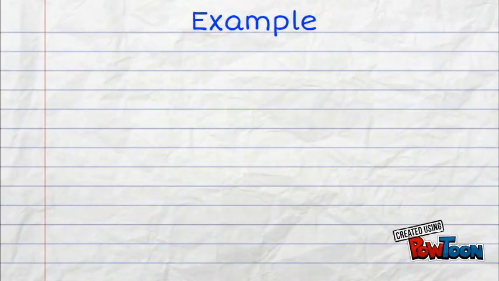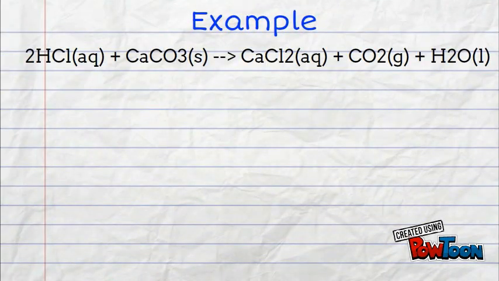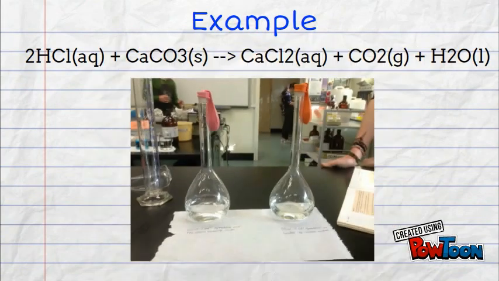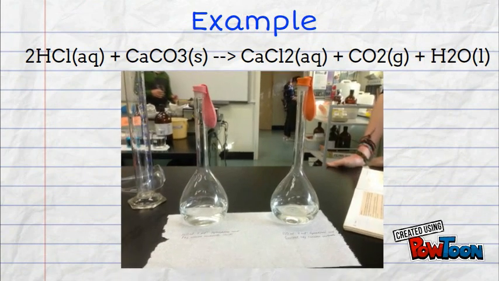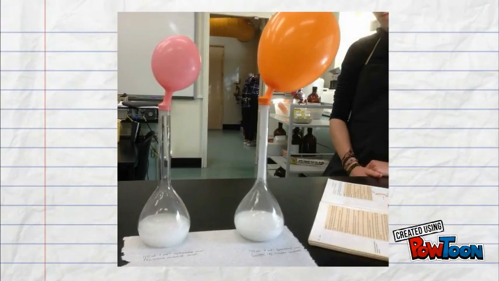A good example of this is between solid marble chips and dilute hydrochloric acid. In the orange balloon flask is crushed up marble chips with hydrochloric acid, and in the pink is the same but with non-crushed up marble chips. The solids were applied into the beaker at the same time using the balloons, and it was clearly visible that the orange one reacted more vigorously, completely reacting before the pink flask did.